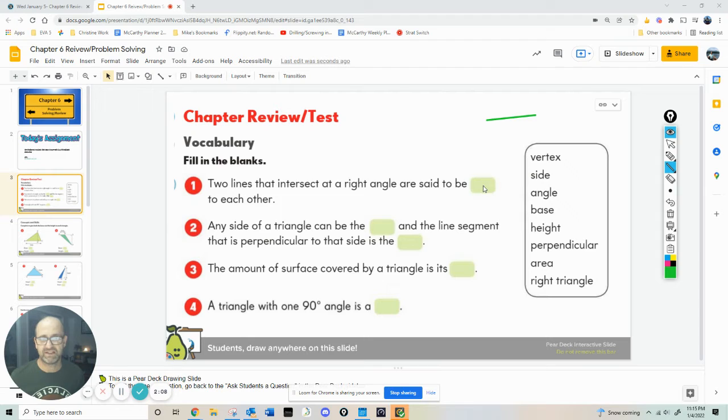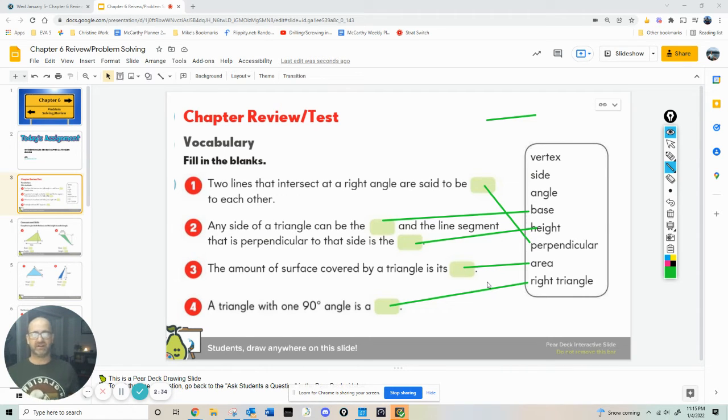Okay, two lines that are intersecting at a right angle are said to be perpendicular. Any side of the triangle can be the base, and the line segment that is perpendicular to that side is the height. We just mentioned that, didn't we? The amount of surface covered by a triangle is its area, and a triangle with a 90-degree angle is a right triangle. Right on. Hopefully those are pretty straightforward for y'all. And again, I imagine this is coming back to you quickly, but I could be mistaken.